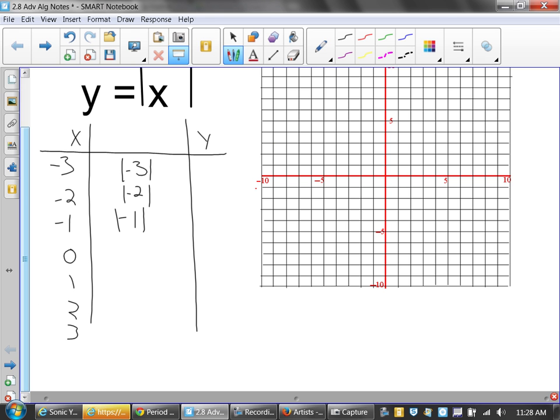What's the absolute value of -2? What's the absolute value of -1? Absolute value of 0. Absolute value of 1. Remember, absolute value will always, always, always be positive. Okay? So just for a real rough idea of what this looks like, if I'm going from -3 all the way to +3, we wind up with the following graph.